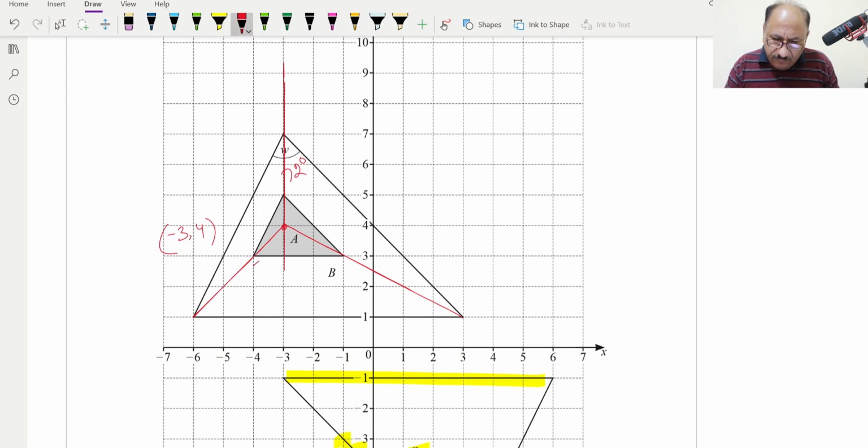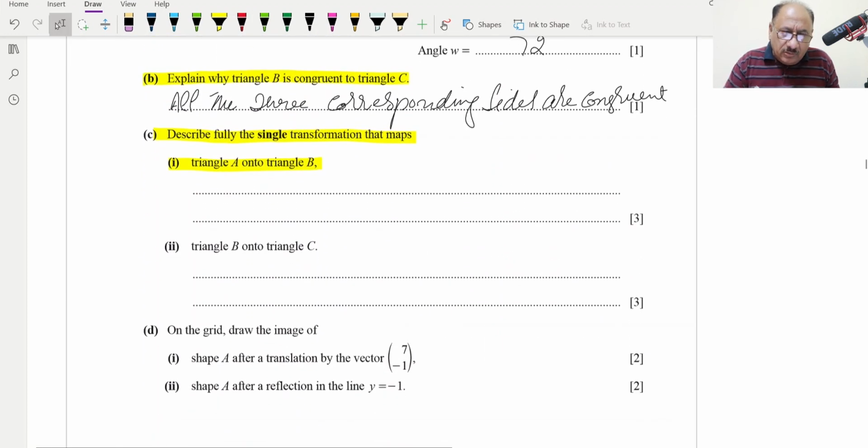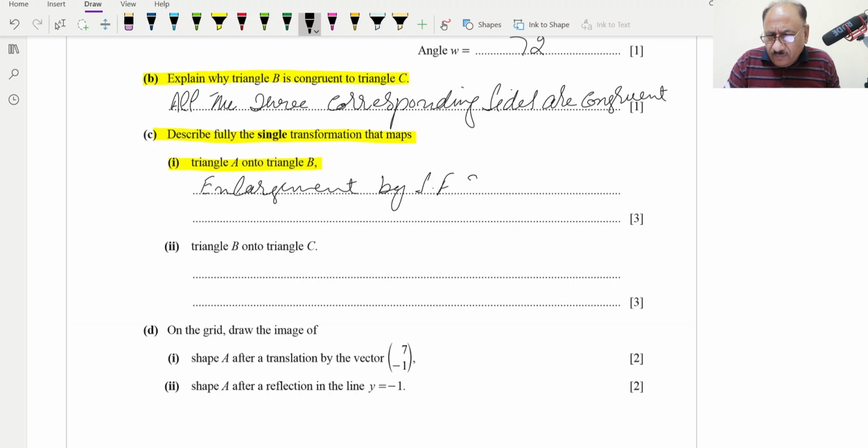How can we check 3? We can check this base. This is 3 units, and if you check the base of this triangle, it is 9 units. So 3 multiplied by 3 will be 9 units, so the scale factor will be 3. So our answer over here will be: enlargement by scale factor 3, and center (-3, 4). This is our answer which we have provided.